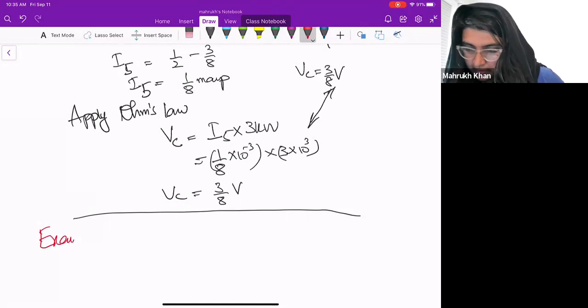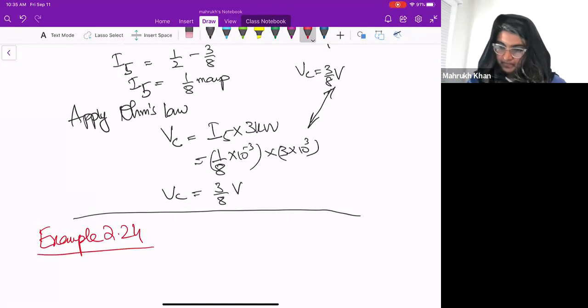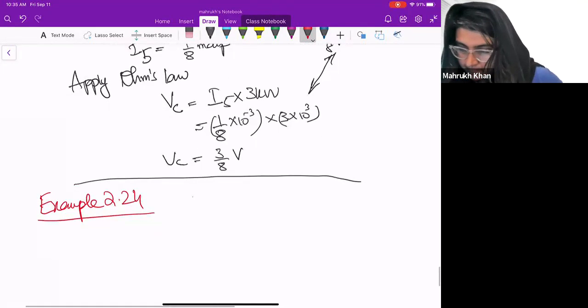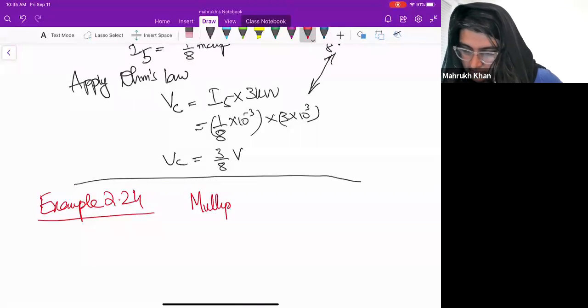Let's try to do another example. So this is multiple source, multiple loop.